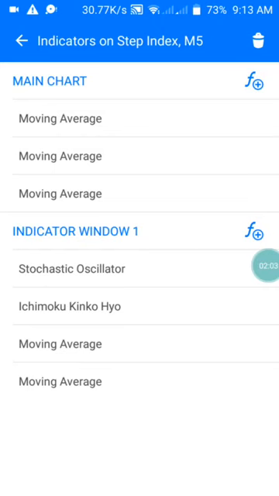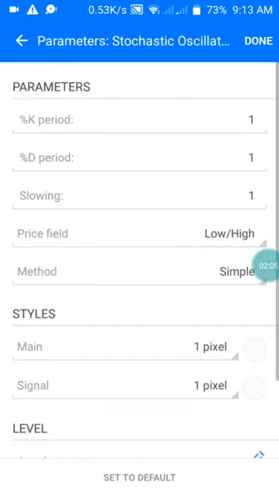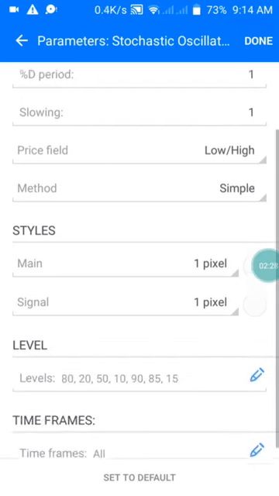We have the stochastic oscillator. For the stochastic oscillator, we have the K period of 1, the D period is also 1, and the slowing is 1. We have the price field as low and high, and the method to be simple. We have white as the background color in our style, so don't put any color here, just use the color of your background. Then you press on done.